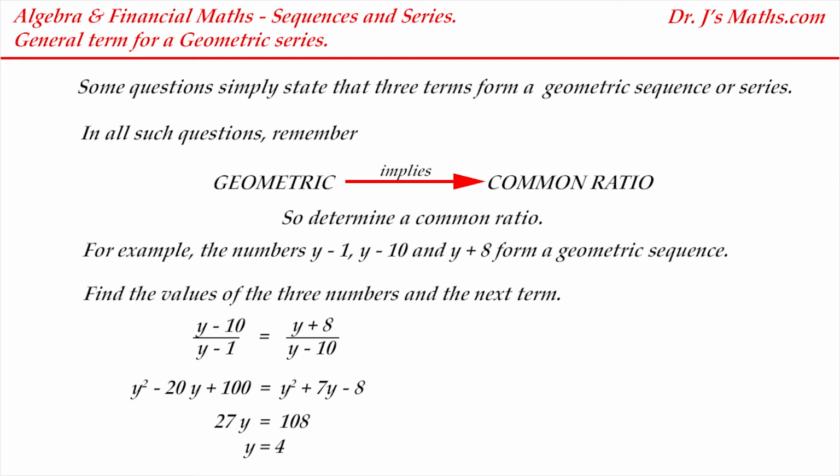So now we can substitute back into our sequence that we were originally given. y minus 1 means 4 minus 1, so our first term is 3. The second term is y minus 10, which is minus 6, and our last term is y plus 8, which is 12. So we have a sequence of 3, minus 6, 12, and the common ratio, of course, is minus 2. So the next term is going to be 12 times minus 2, which is minus 24. Nice and straightforward. Geometric sequence tells us we have a common ratio, so respond in that way.